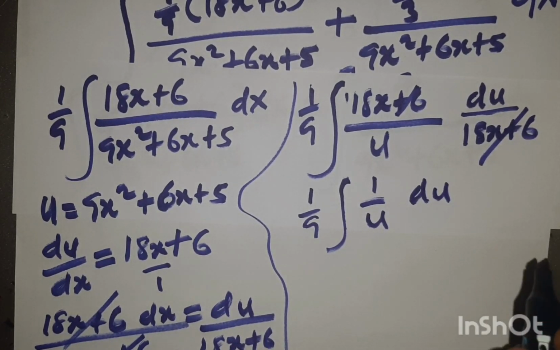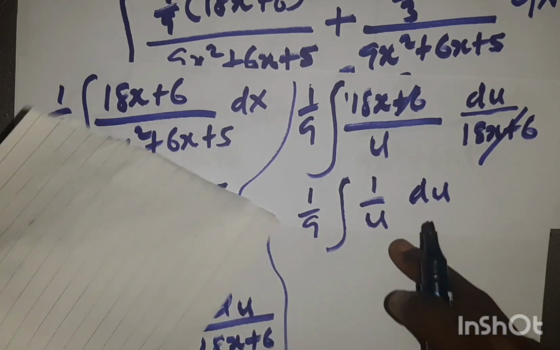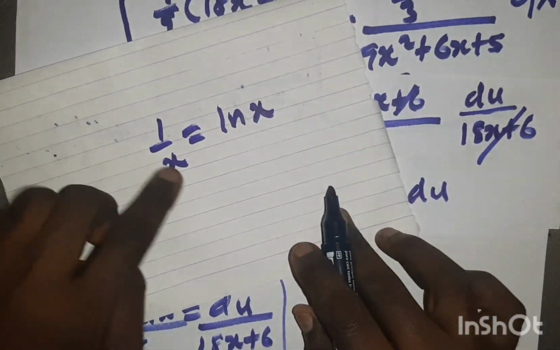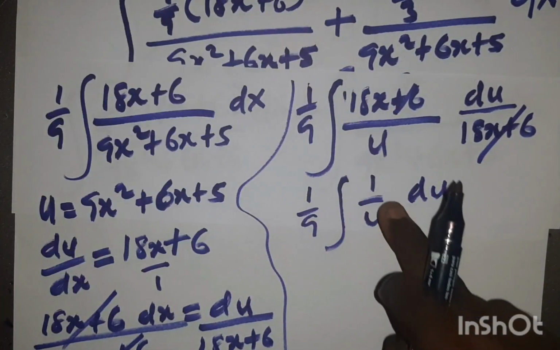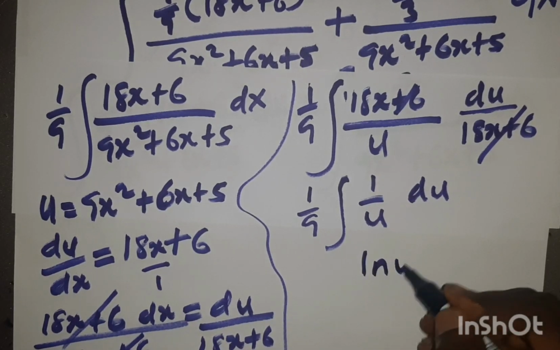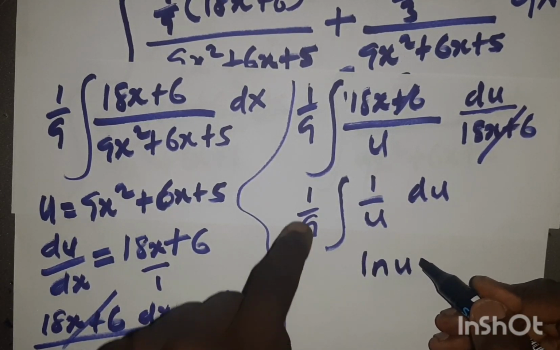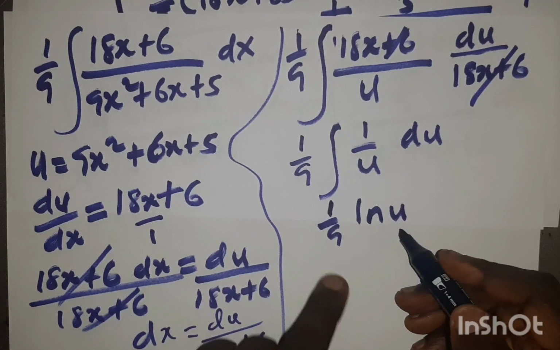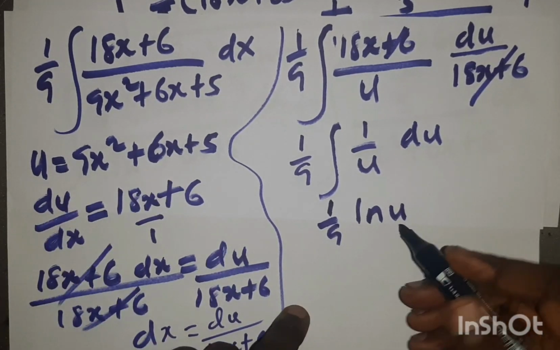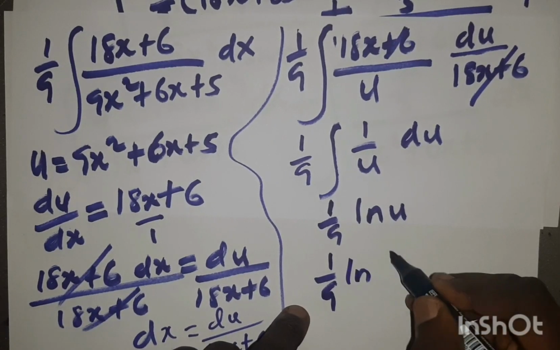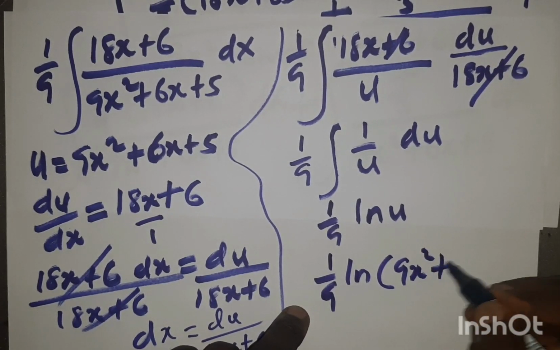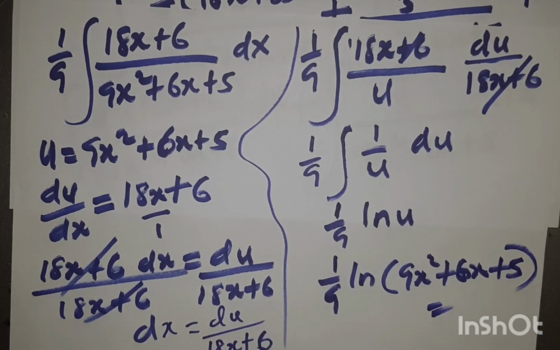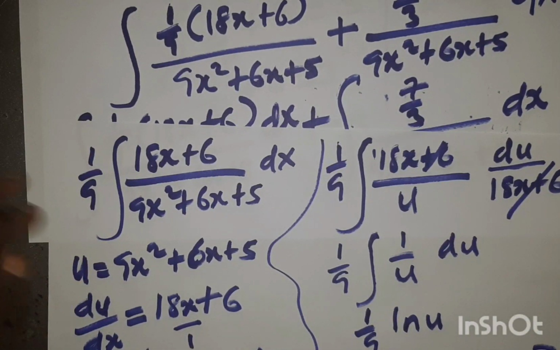But don't forget that for 1 over u, the integral, remember that the integral of 1 over x is ln of x. So we're applying this shortcut here now. So the integral of 1 over u will now be ln of u. And of course, we still have our 1/9 outside. So that 1/9 times ln of u is 1/9 ln of u. And what is our u? Our u is 9x² + 6x + 5. So that will be 1/9 ln of (9x² + 6x + 5). So that is that for this one.